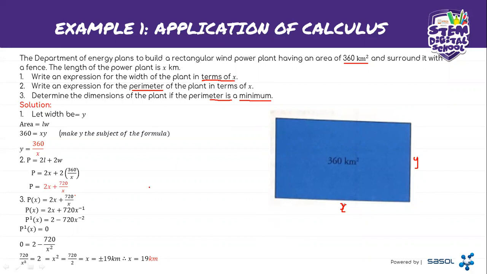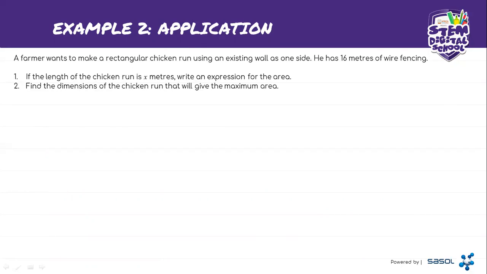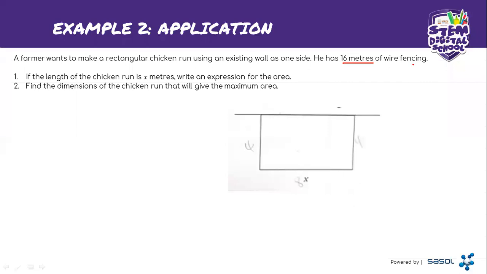All right. Now we still have another example under application of calculus. The scenario that we're having says a farmer wants to make a rectangular chicken run using an existing wall as one side. He has 16, in this case, we are now having what? 16 meters of wire fencing, right?